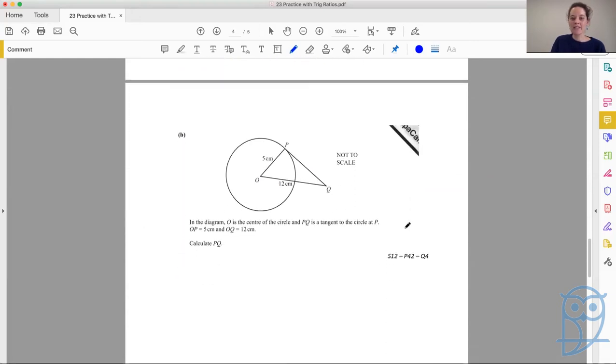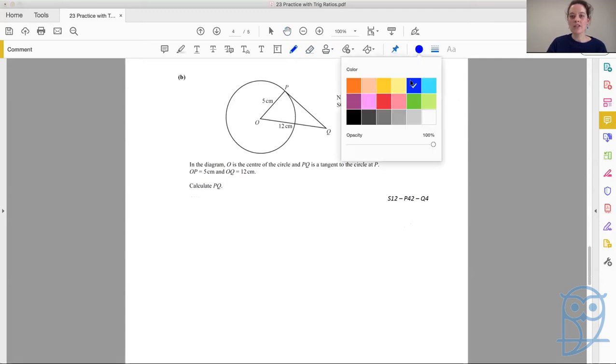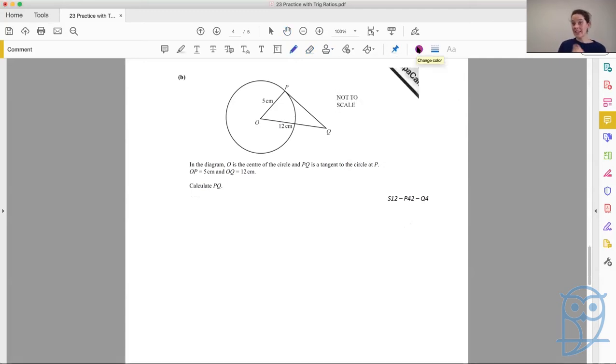This next one I put in to show you something a little bit sneaky. Okay? Because when you do a lot of the same type of question, sometimes you'll forget to think of other things. Okay, so in this diagram, O is a center, PQ is a tangent at P, OP is 5, and OQ is 12. Okay, now we've said tangents meet radii at right angles. So we think, oh, right angle, oh, SOHCAHTOA, and then we think, oh, hold on, problem. Remember, when we see right angle, we don't just think SOHCAHTOA. We think SOHCAHTOA and Pythagoras.